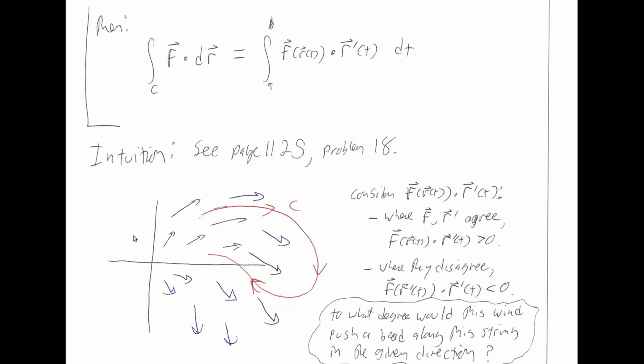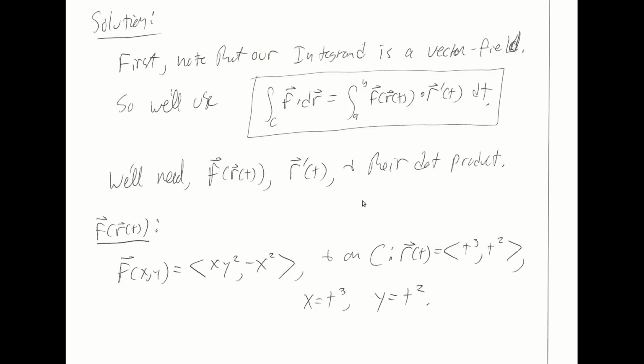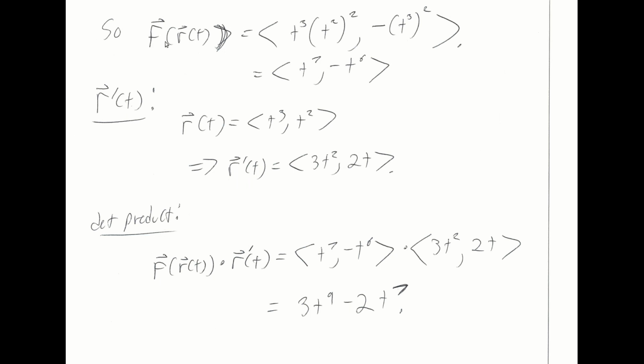Let me back up for a moment here. I generally don't care what the vector field is doing over here. I only care what the vector field is doing along the curve. That's why I'm looking at f hat of r hat. So along this curve, x looks like t cubed and y looks like t squared. So my f hat of r hat is going to have this x y squared. Is that right? Yeah. X y squared, and then the opposite of x squared here. X is t cubed, y is t squared. And I simplify that and I have this expression for f hat.